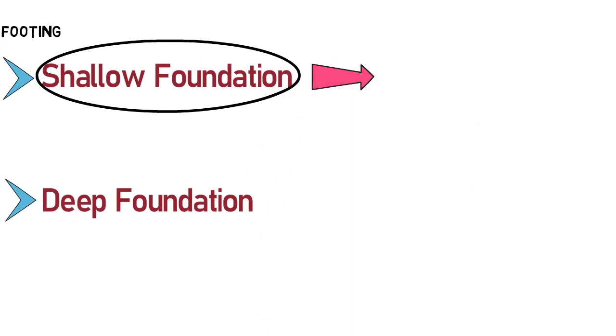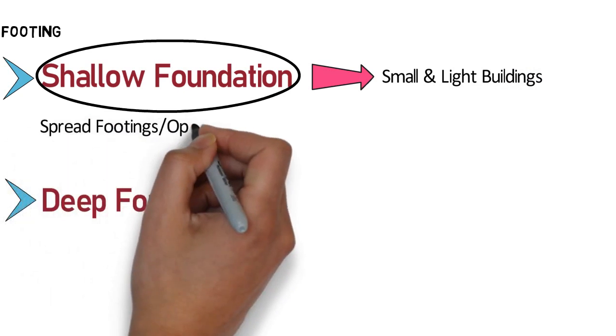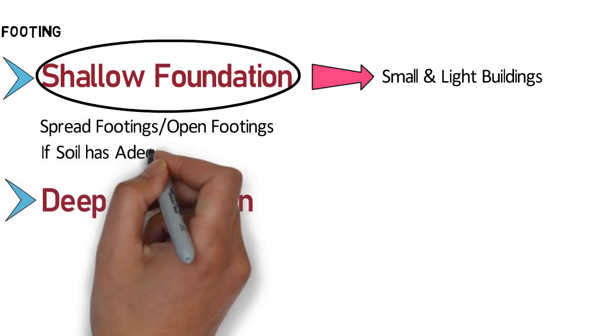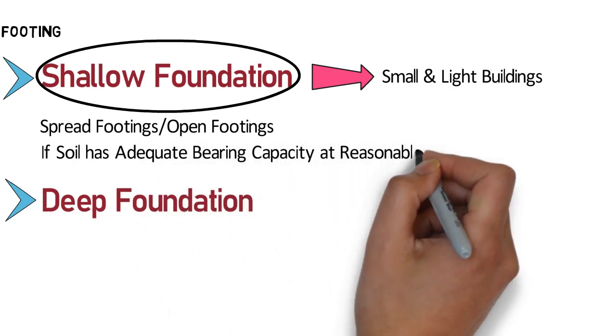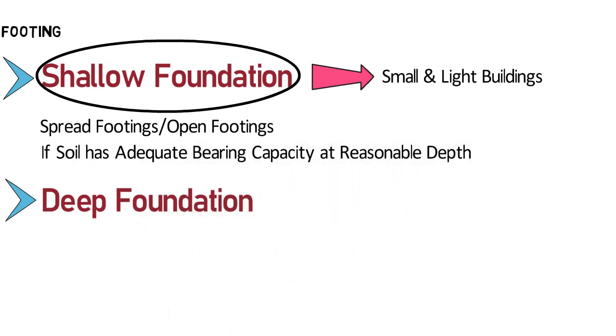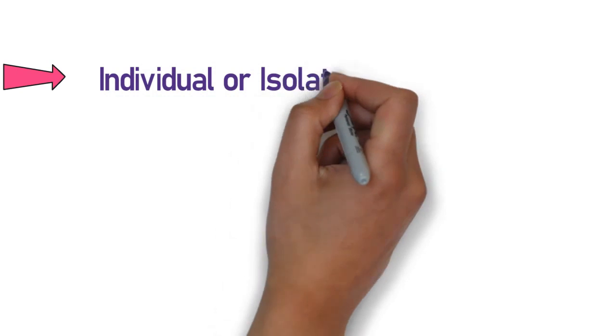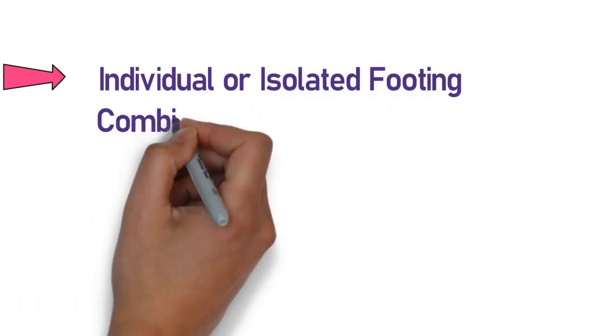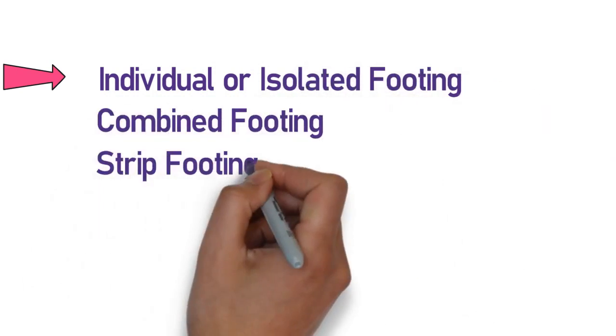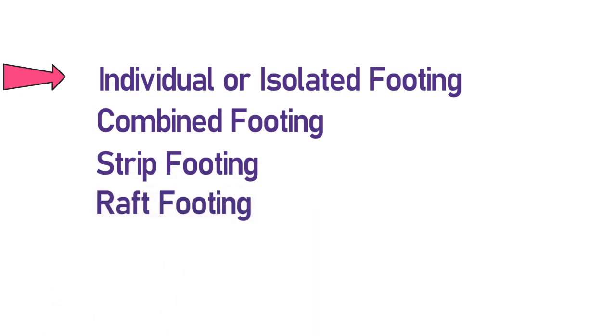Shallow foundations are used for small and light buildings. They are also known as spread footings or open footings. If the soil has adequate bearing capacity at reasonable depth, then shallow foundations are provided. In shallow foundations, there are four types. 1. Individual or isolated footing. 2. Combined footing. 3. Strip footing. And 4th, raft footing.